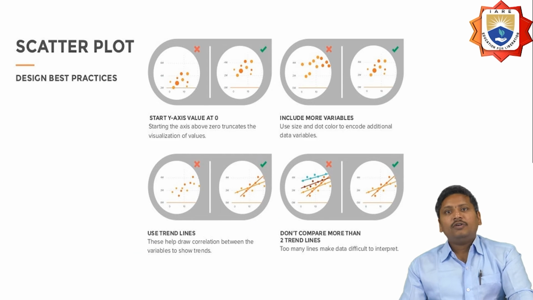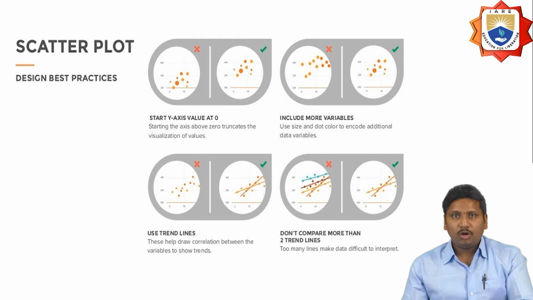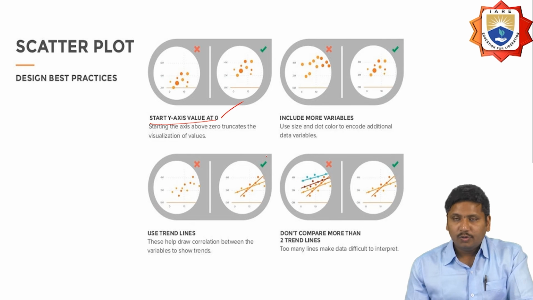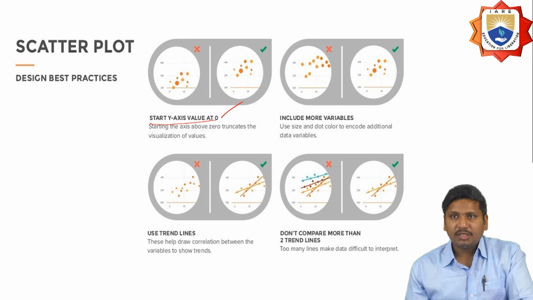And what kind of design practices do we have to follow for this scatter plot? The scatter plot usually should start with 0, which is normal, and it should also include more variables. Use trend lines, and don't compare more than 2 trend lines. These are some of the design practices you have to follow for designing the scatter plot.